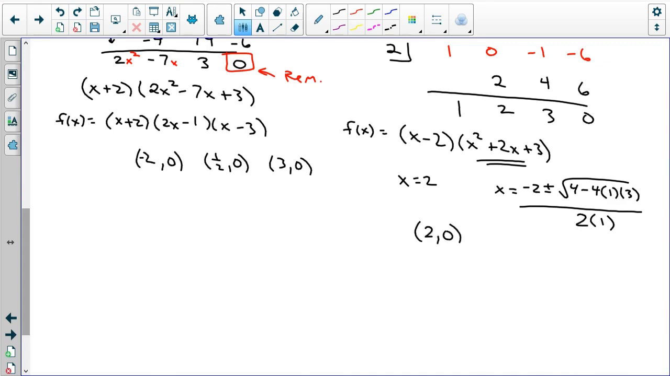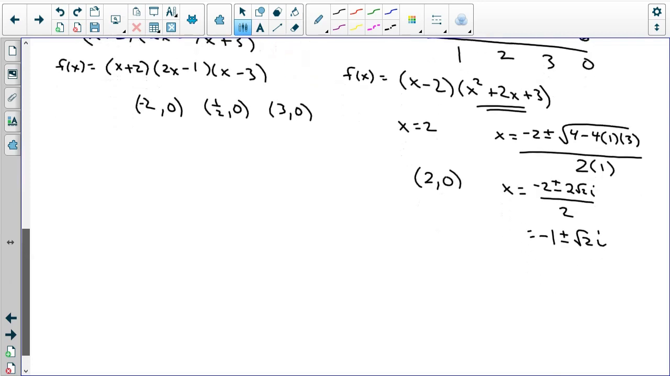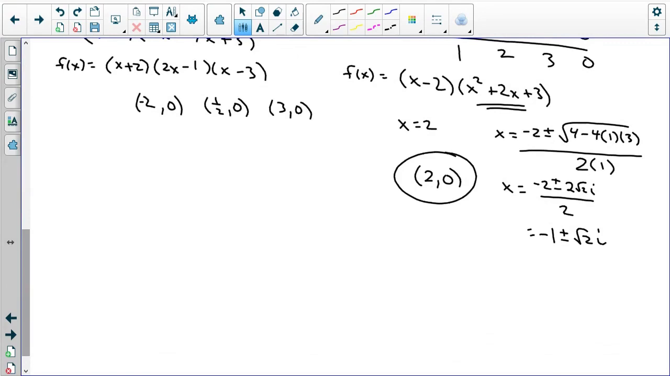And if I wanted the complex solutions, I would say negative 2 plus or minus, it looks like the square root of 8, so it's 2 root 2i. And I could simplify that to negative 1 plus or minus root 2i if I wanted to. So this is my only real root, and then I would have 2 complex solutions as well.